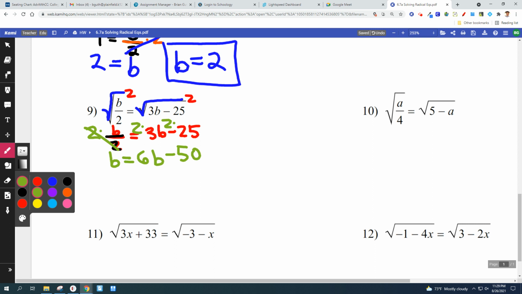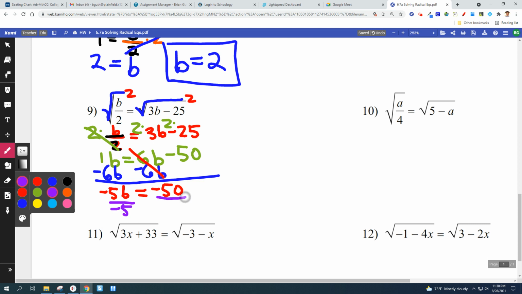So think of this as 1b if you'd like, but however you think about it, we need the b's together. I'm going to subtract 6b to get my b's together. Again, I'm trying to cancel this out. I'm trying to get my b's together. 1b minus 6b, that's negative 5b, equals negative 50. So we're going to divide by the negative 5 to cancel out. b equals negative 50 over negative 5, which is positive 10.